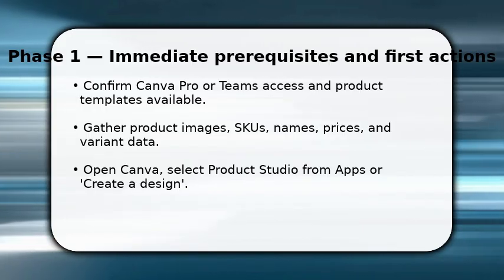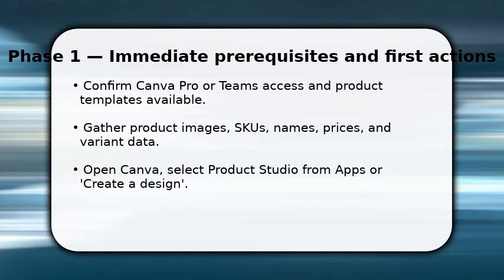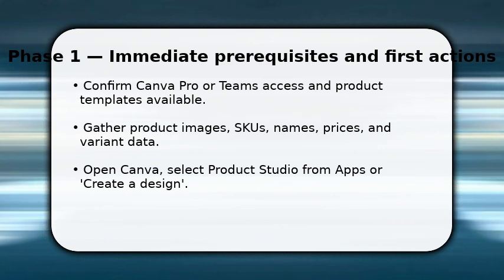Next, open Product Studio from the app's menu or directly via Create a Design. Choose the right product template and canvas size. Make sure images are high resolution and named clearly, because consistent file names speed batch uploads. Now you're ready to import files and begin mapping product fields.